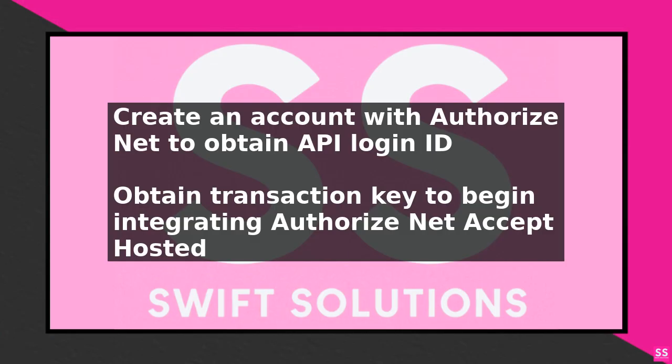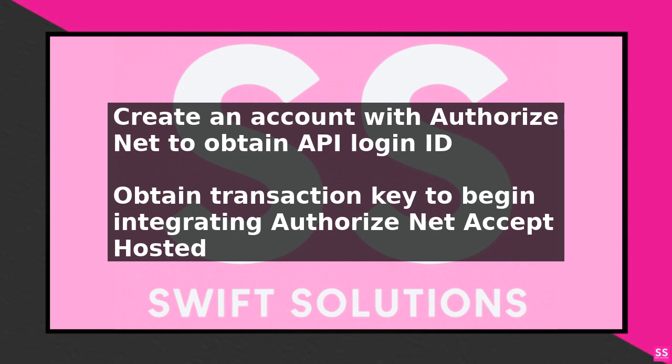To get started, you will need to create an account with Authorize Net and obtain an API login ID and transaction key. Once you have these credentials, you can begin integrating Authorize Net Accept Hosted into your website or application.